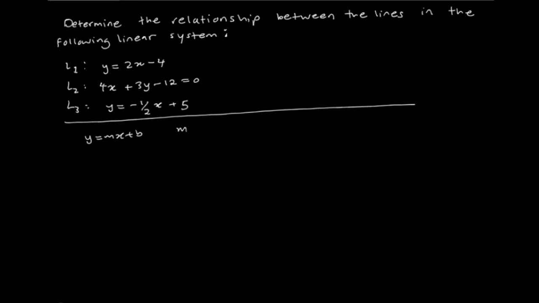So the slope of line 1 here is given as positive 2, and you can write this as 2 over 1. And the slope of line 3 here is given as negative 1/2. Now, it's not too clear what the slope of line 2 is.